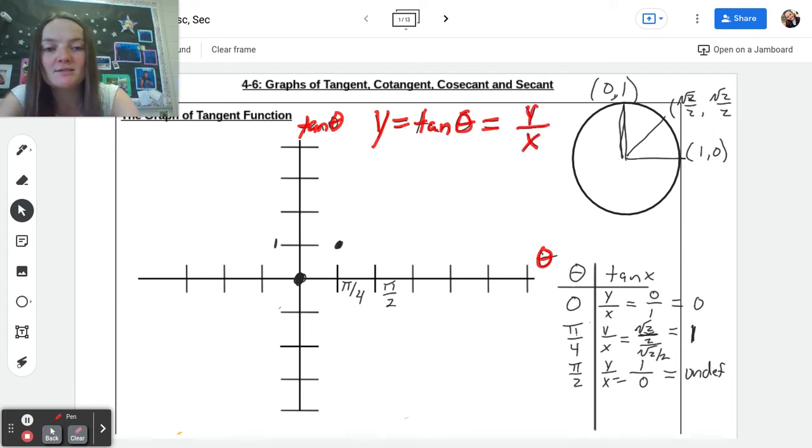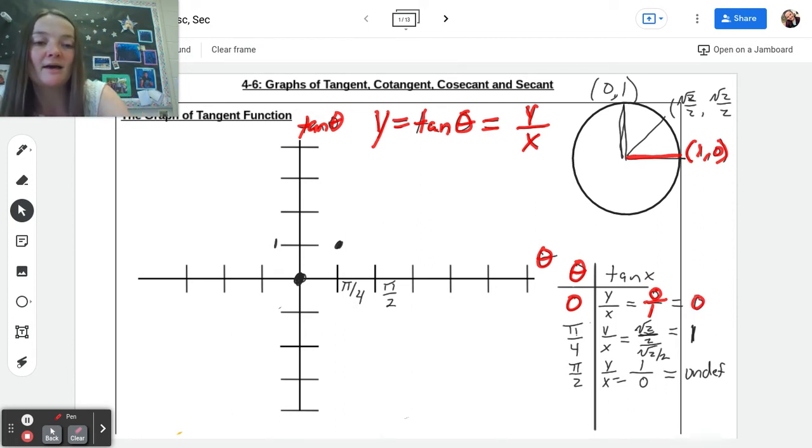So we created a table to create some points for tangent. First, we looked at what happens when theta is equal to 0. When theta is equal to 0, we have an ordered pair on our unit circle of (1, 0). Remember that tangent is y over x. So we're going to say y, which is 0, divided by x, which is 1, which is equal to 0. After that, we plotted that on the graph. So at theta equals 0, tangent is going to be 0.